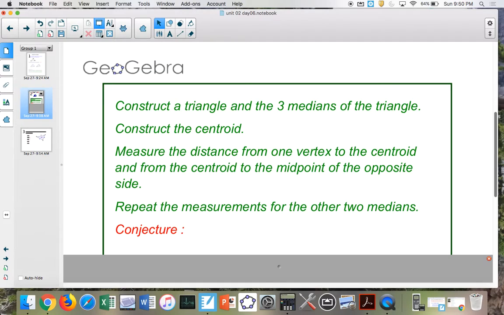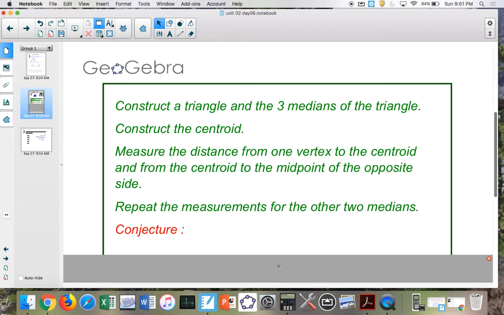All right, after you've got the centroid constructed, I'd like you to measure the distance from one of the vertices to the centroid, and then measure the distance from the centroid to the midpoint of the opposite side. So not for all 3 medians, I just want you to do this for one of them. The centroid splits any one of those medians into 2 parts. I want you to measure each of those parts with the measuring tool by measuring the distance or the length.